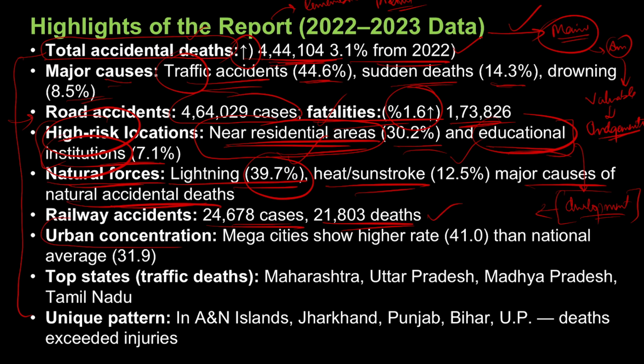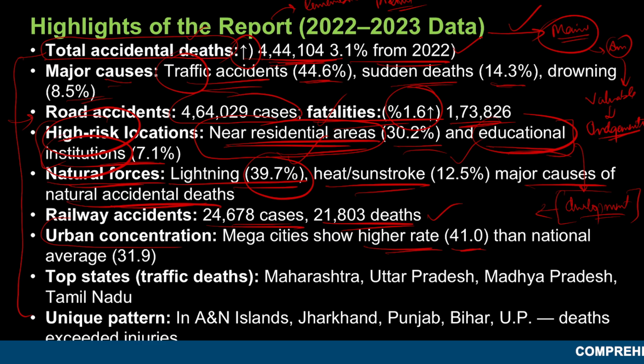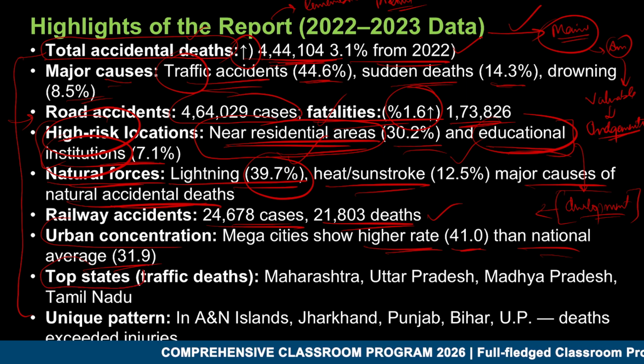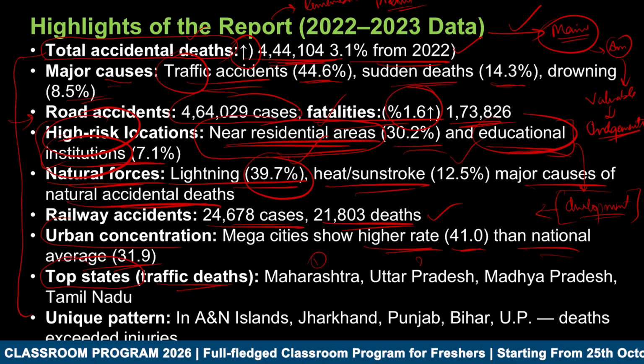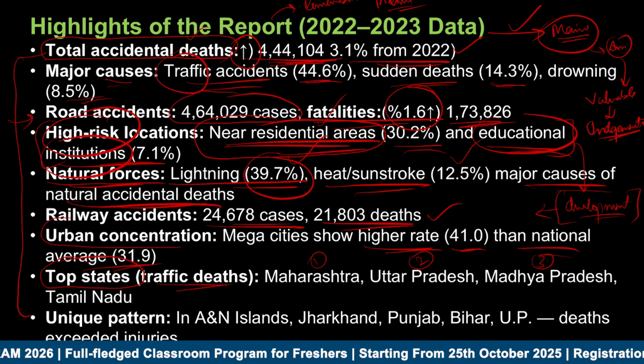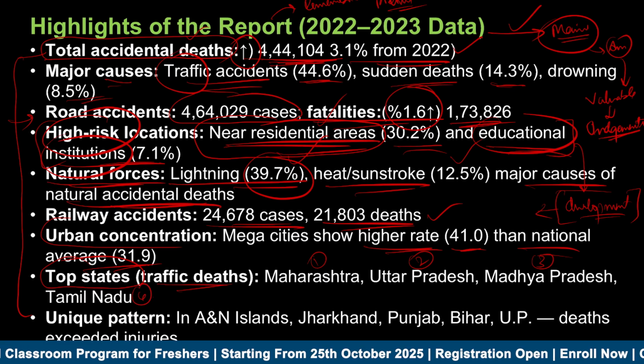In terms of urban concentration, mega cities have been at the highest, showing a high rate of 41.0% compared to the national average of 31.9%. And what are the top contributing states with respect to traffic deaths? The first is Maharashtra, followed by Uttar Pradesh, third is Madhya Pradesh, followed by Tamil Nadu.